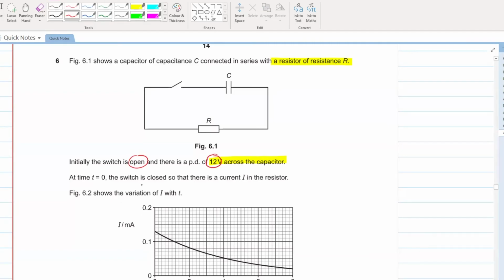At time t equals 0, the switch is closed. So there is current I in the resistor. Figure 6.2 shows the variation of current I with time t. The variation of current I with time t is shown here.